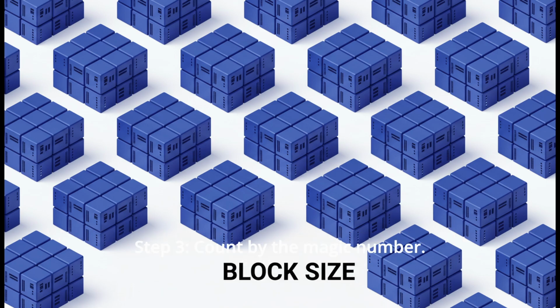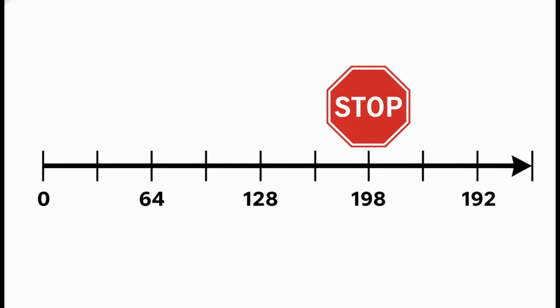Step 3, count by the magic number. Start at 0 and count by 64 until you pass our target number, 150. So 0, 64, 128, 192. Wait, stop. 192 is too high. Our host is .150. So we drop back down to the last valid number, which was 128. Boom, that's it. Your network ID is 192.168.10.128. See? No binary conversion.